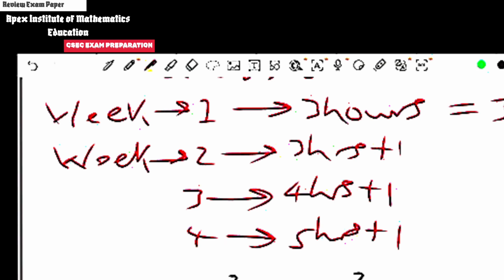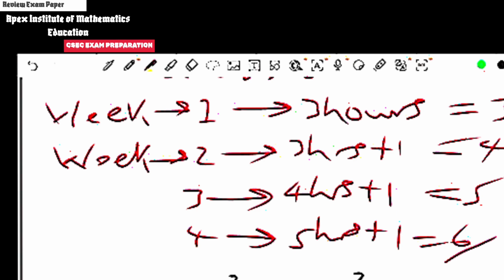So he would have done 3 hours in week 1, 4 hours in week 2, 5 hours in week 3, 6 hours in week 4. And so the total amount of overtime hours there would have been 18. That's 6 plus 5 is 11. 11 plus 4 is 15. 15 plus 3 is 18. So that's what I was trying to convey, ladies and gentlemen.